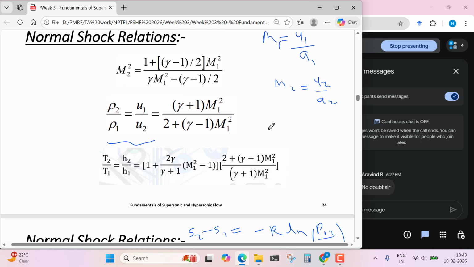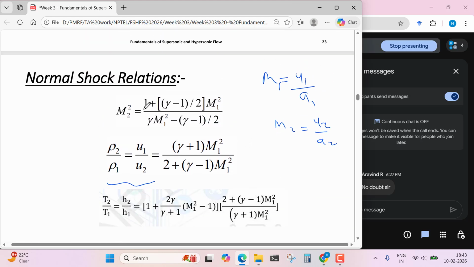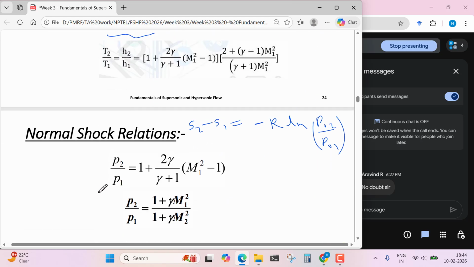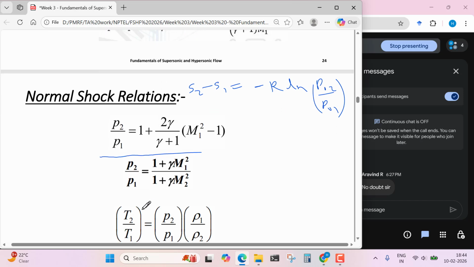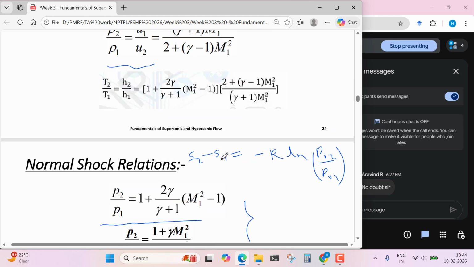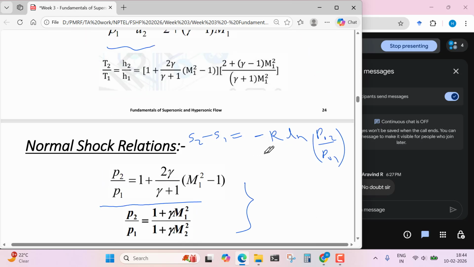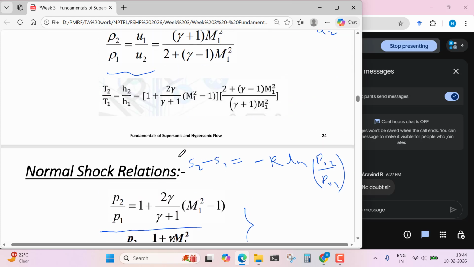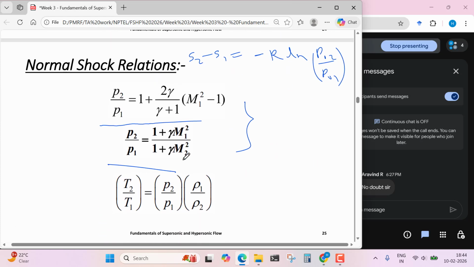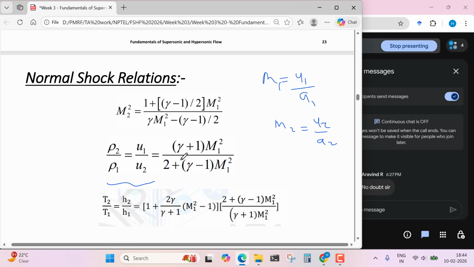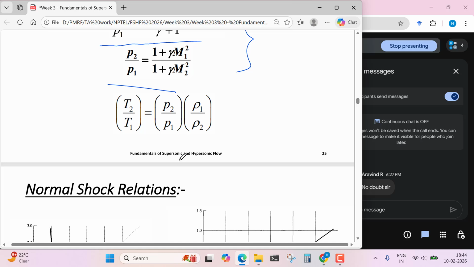So in this, some relations are important, like this P2 upon P1 relation. It is better if you know it. Generally, you will know the value of M1, so you can get P2 by P1 from here. It is better if you know this relation also, because it is easy to find M2 using these two relations than this relation, which is difficult to remember also. Mainly these are the important relations.